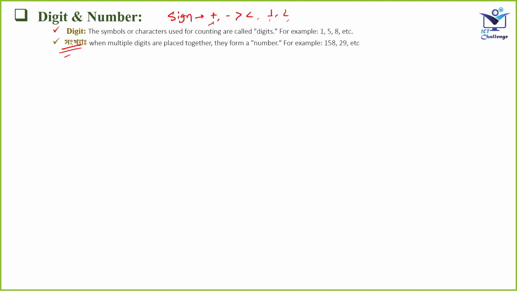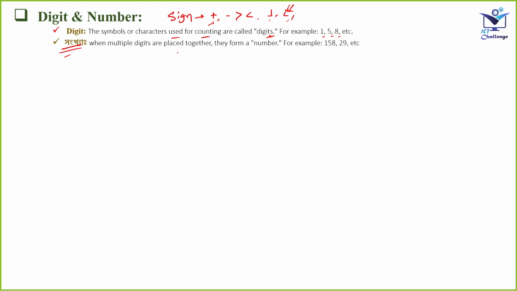If I ask you to count the books in front of you, where do we start? We must start from 1, 2, right? That means we are using many kinds of symbols and signs in our daily life, but we don't use them for counting. We just use 1, 2 for counting. That means the symbols or characters used for counting are called digits, for example 1, 5, 8. I repeat, the symbols used for counting are called digits. There are many kinds of symbols available, but we don't use those for counting. Now, what is number?